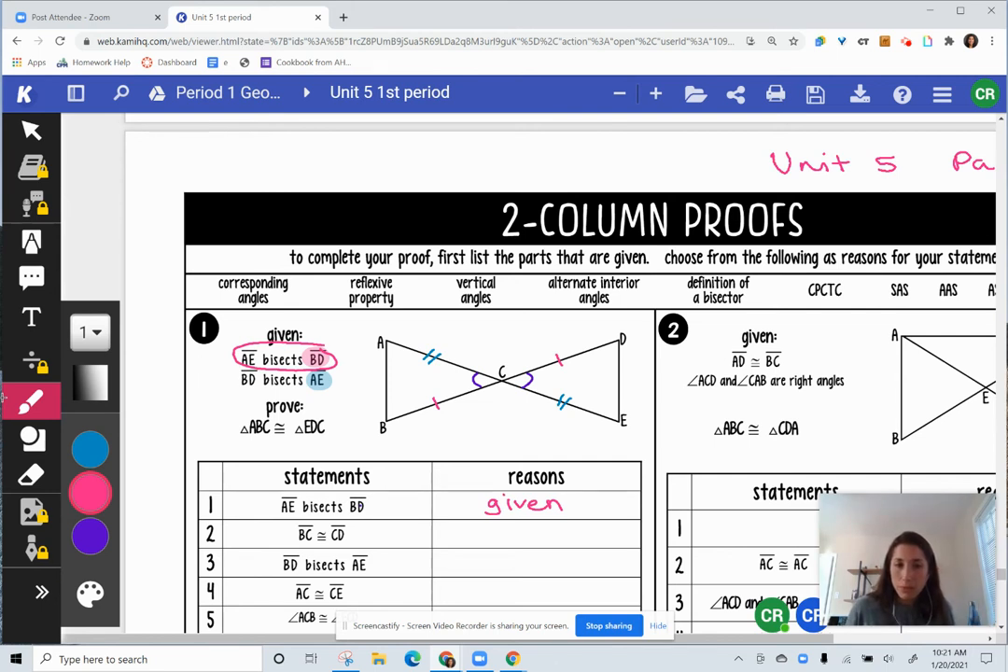Based on that statement, we were able to say that these parts here were equal. That's definition of a bisector. So your reasons option should be all the top here. So definition of bisector.